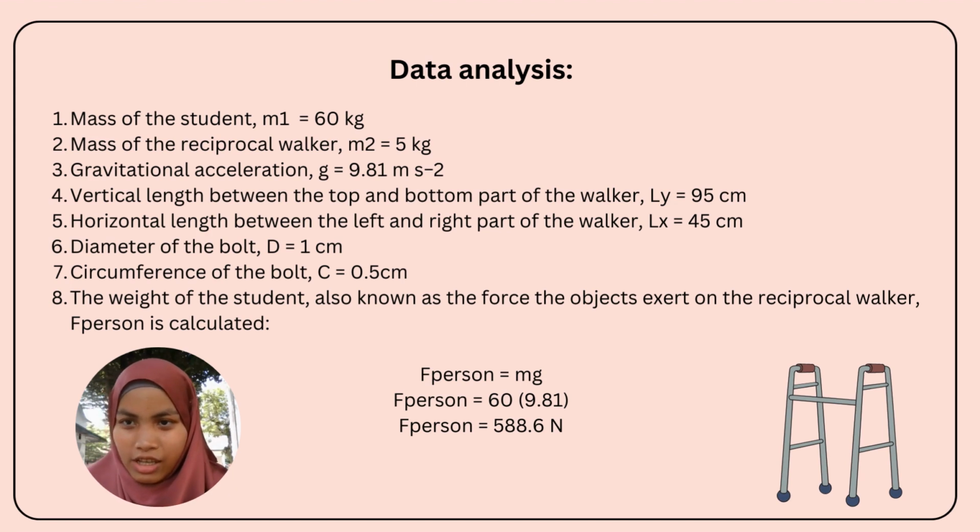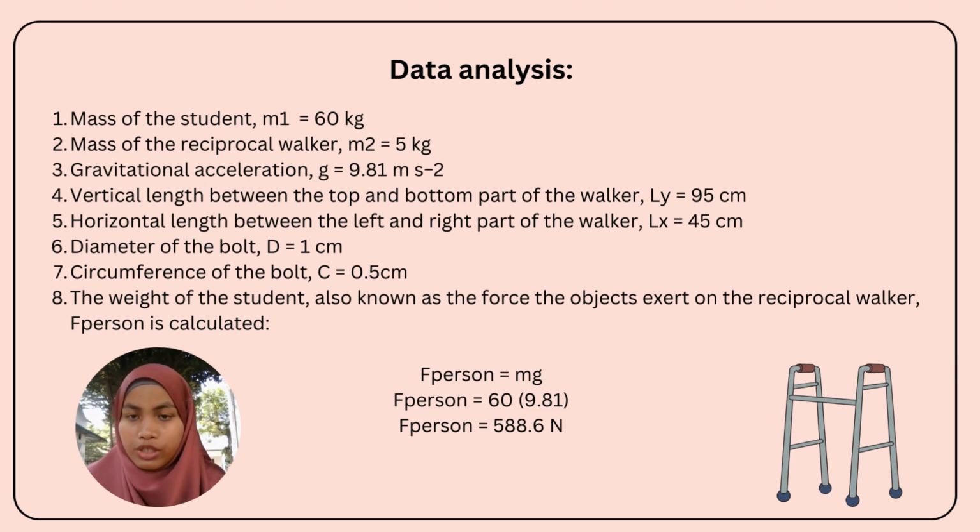Data analysis. Firstly, mass of the student M1 is 60 kg. Mass of the reciprocal walker M2 is 5 kg. Gravitational acceleration is 9.81. Vertical length between the top and bottom part of the walker Ly is 95 cm. Horizontal length between the left and right part of the walker Lx is 45 cm. Diameter of the bolt is 1 cm. Circumference of the bolt is 0.5 cm.